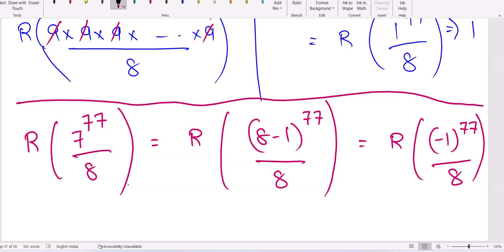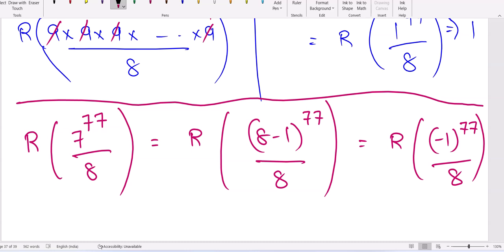Means here if you expand now, all terms are having 8 except last term minus 1 whole power 77. When 8 is there, it's divided by 8, remainder 0. Writing that is waste. Terms with 8, denominator 8, it will give remainder 0. So only term without 8 is last term. As you mentioned, a square 2ab b square. That b only not having a. Last term only, that's why minus 1 whole power 77. That's the idea behind this.